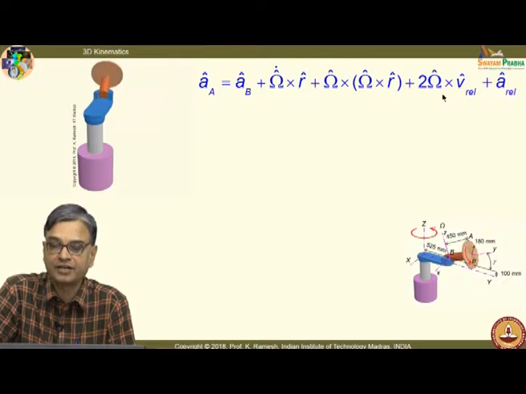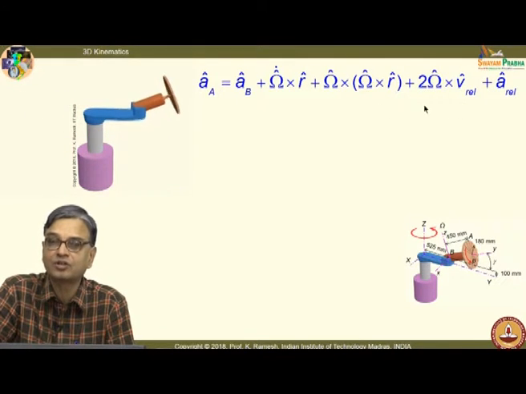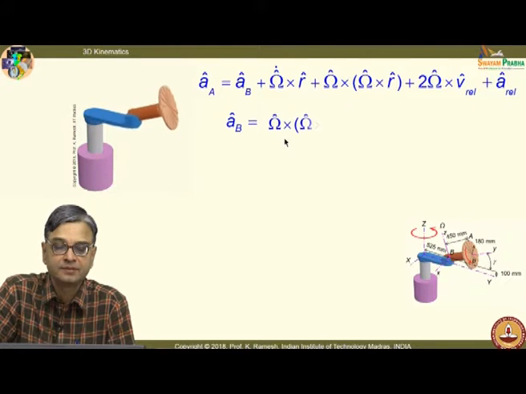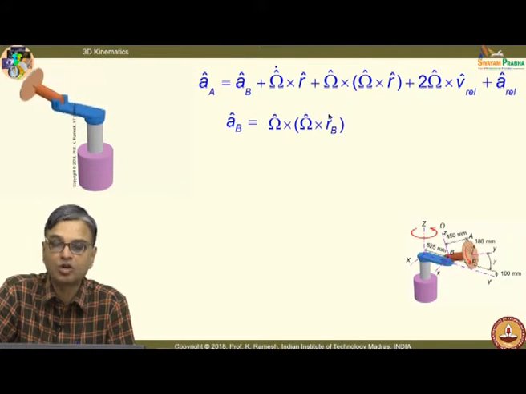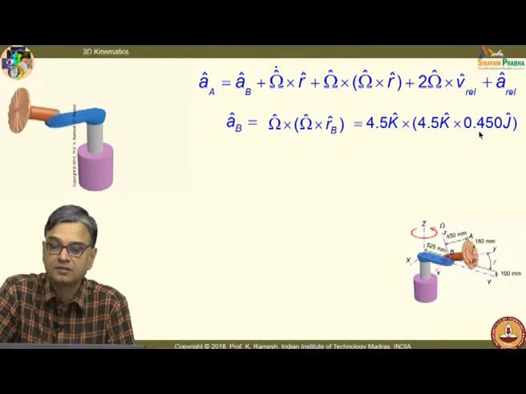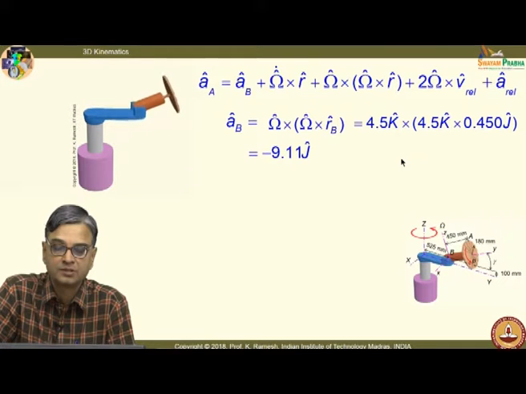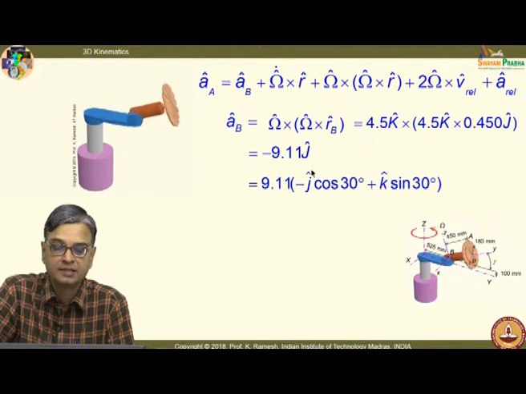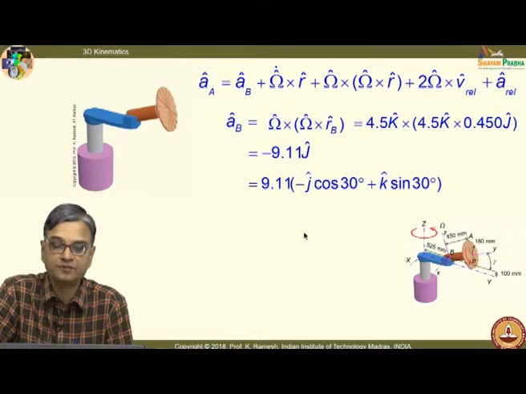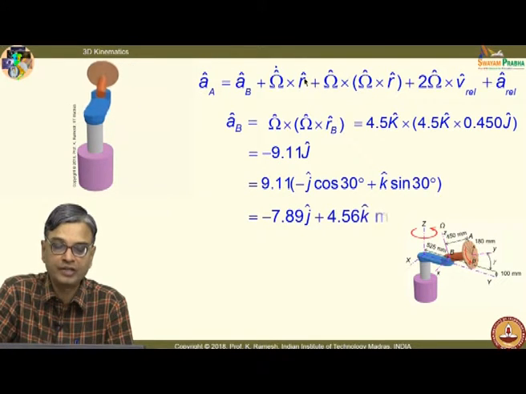Similarly, we move on to acceleration. So, have a mnemonic way of remembering this expression. You have to remember this, otherwise you cannot solve any problem. And find out the coordinate acceleration. So, this is omega cross r b. We have already written down all these quantities earlier. So, I get this as 4.5 k cross 4.5 k cross 0.450 j. So, that turns out to be minus 9.11 j, and I always express the final expression in terms of the rotating frame of reference. So, I write it in terms of j and k.